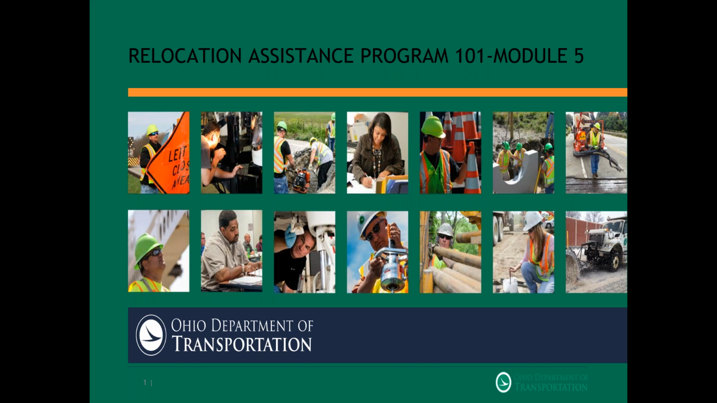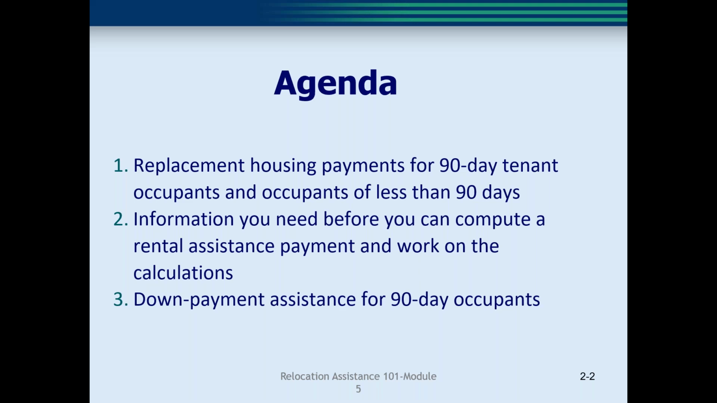Well, good morning, and it's glad to have you all back for Relocation 101. We are going to be completing Module 5 today. In Module 5, our agenda is going to include the replacement housing payments for the 90-day tenants and occupants of less than 90 days, the information that you need before you compute a rental assistance payment and work on the calculations. And then we're also going to talk about the down payment assistance for the 90-day occupants.